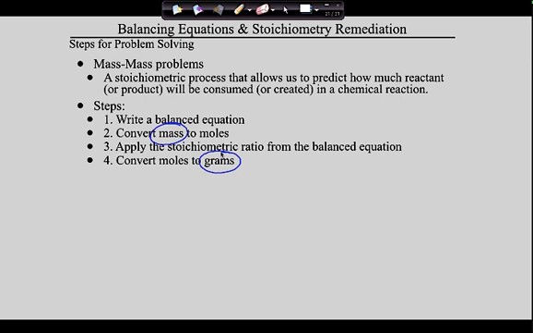If you'd like another second to write down these steps, feel free to pause the video. Otherwise, we're going to move forward and we're going to solve one of these problems.